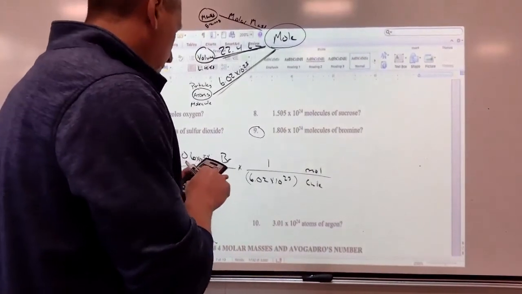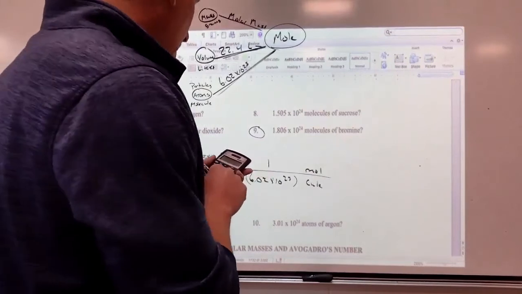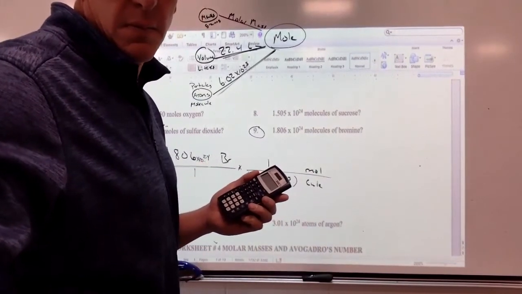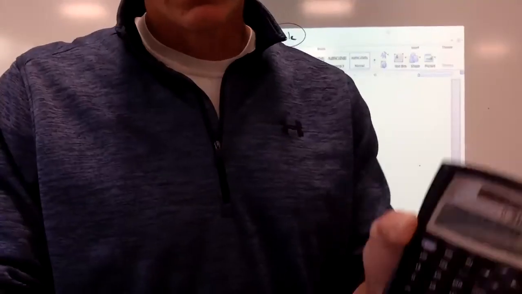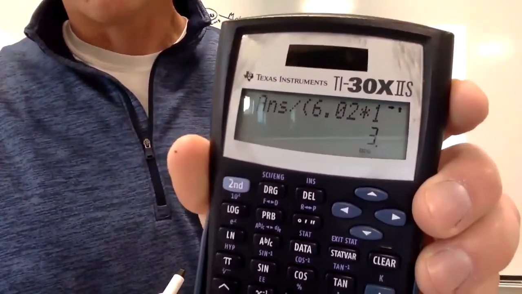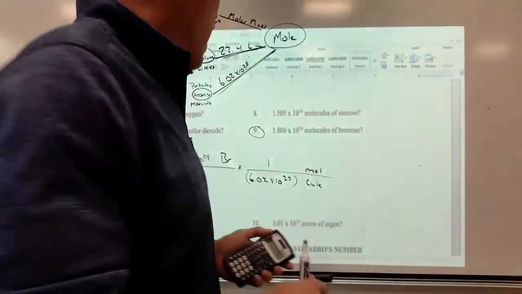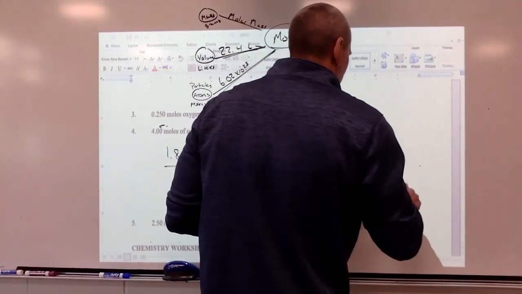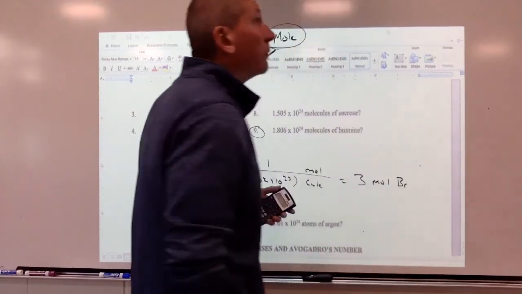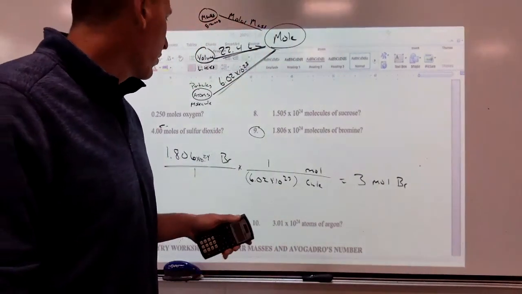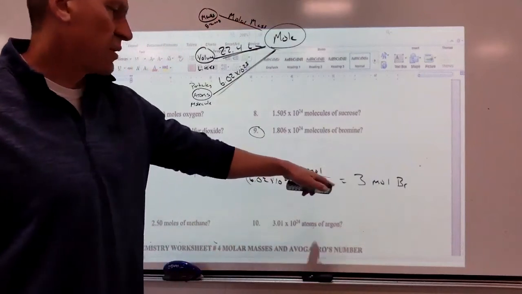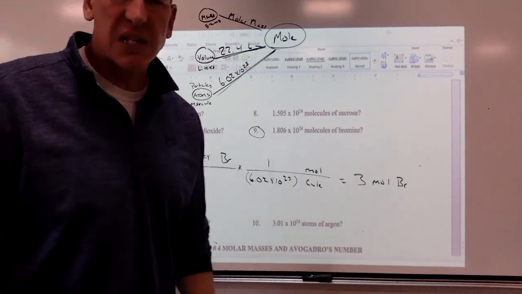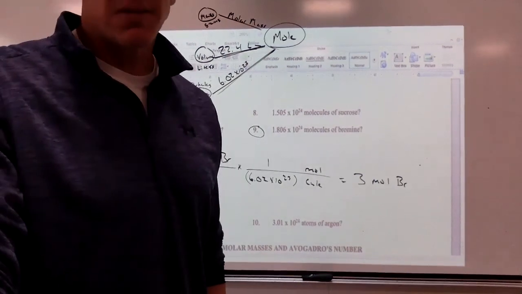Oh, I think I did something wrong. Okay, so when I do that, the answer is 3. I have 3 moles of bromine. Okay, and whenever you're solving for moles, when given these big numbers, those numbers should be small. Okay, we will do some more of those, but that's it for moles to molecules for now.